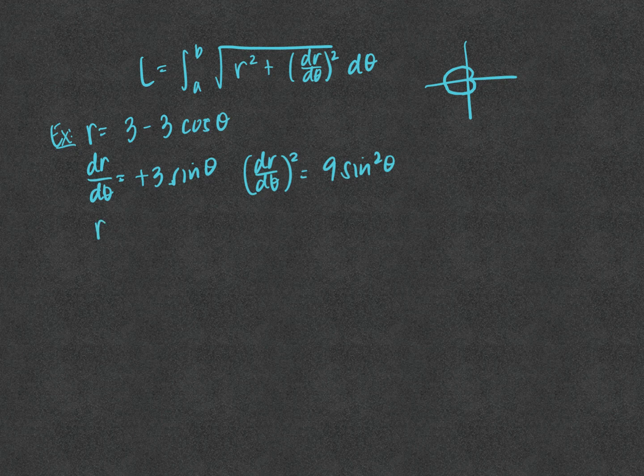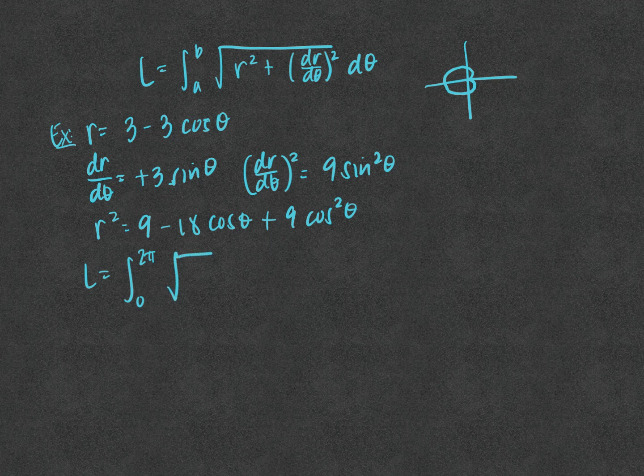And then we're going to look at r squared. We would write it twice and do FOIL. So we get 9 minus 18 cosine theta plus 9 cosine squared theta. Now we're going to look at our arc length. You need to check out your bounds for theta, but generally in polar it's going to be 0 to 2 pi, and it is in this case as well.